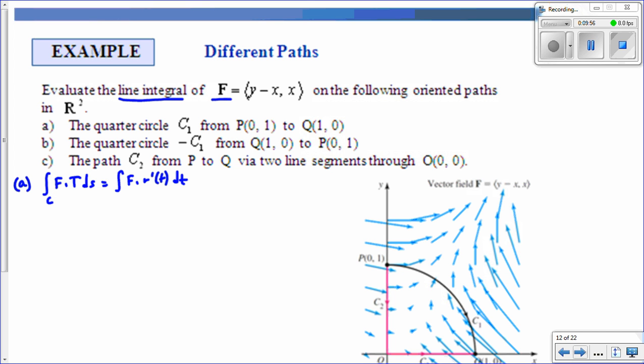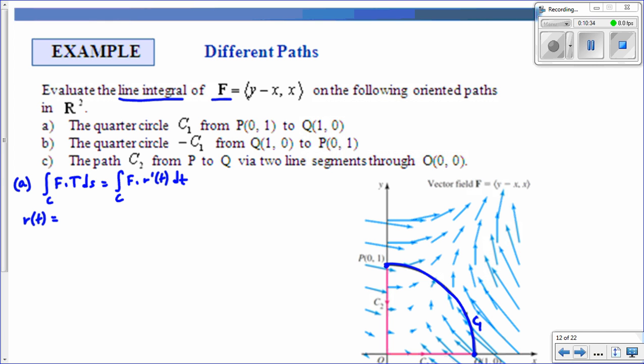And then we need to know what our parameters are going to be. So first let's get our parameterization. We're talking about the quarter circle C1 starting at 0, 1 and ending over here at 1, 0. So here's the curve C1. Okay, we want a fourth of a circle, but we want it to go in the clockwise direction, not the counterclockwise. If you let x equal cosine of t and y equals sine of t, you're going to be going counterclockwise. Just look at what the value would be when t was equal to 0.